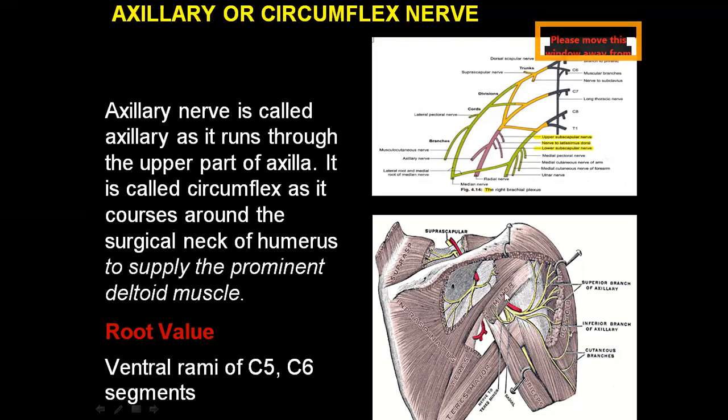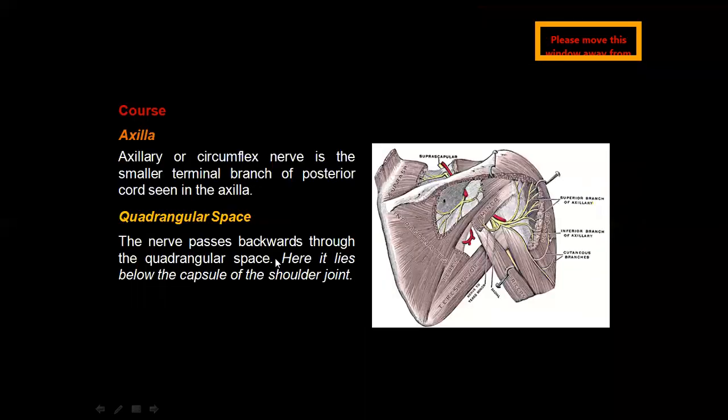One twig is also going to the teres minor muscle. The root value of the axillary or circumflex nerve is C5 and C6. From which cord of the brachial plexus have you seen it coming? Posterior cord. And this nerve in violet color has been shown as the axillary nerve. And of course, the root value is C5 and C6.